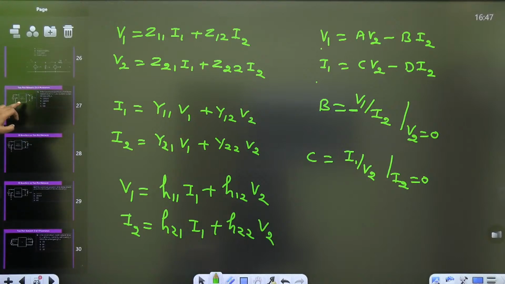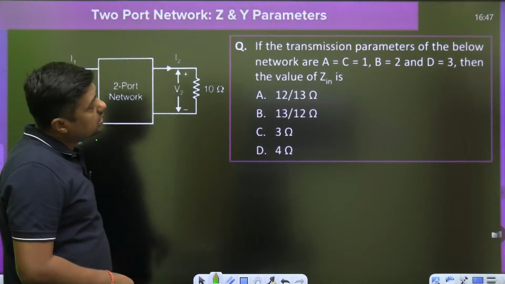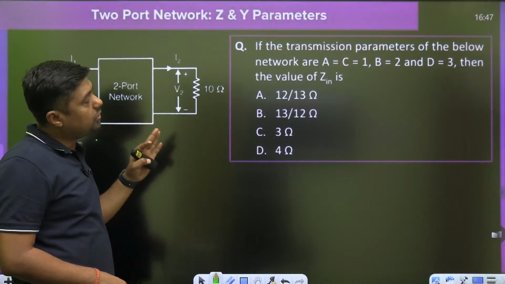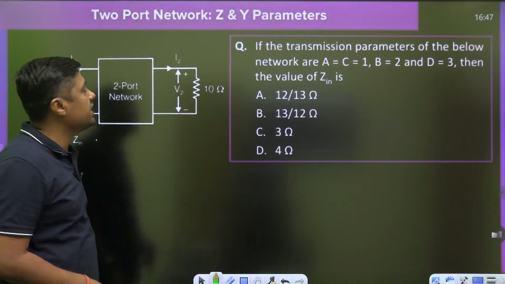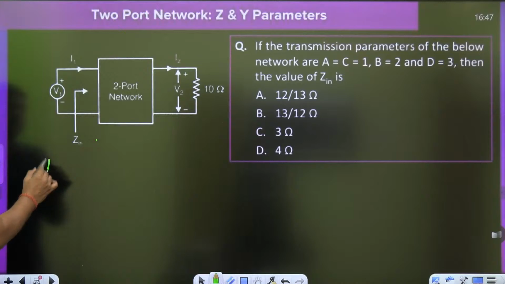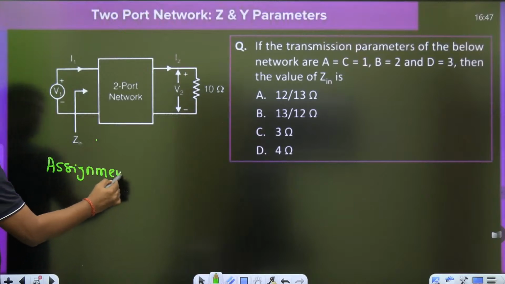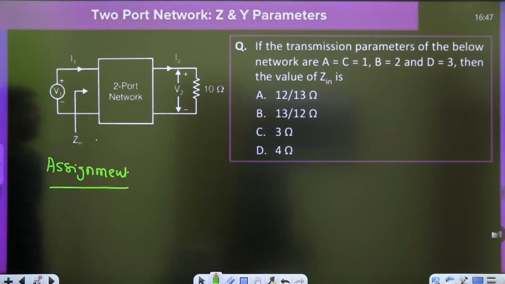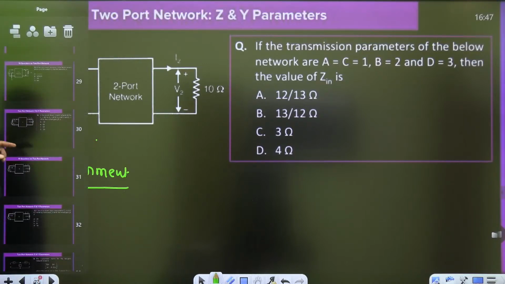Okay, now it's time for the assignments. Tomorrow we are going to solve this type of question on black box. So solve this. See, if the transmission parameters of the below network are A, C is equal to 1, B is equal to 2, D is equal to 3, then the value of Z in. You have to find Z in. This is the assignment, because tomorrow I will solve the ABCD parameter. After that we will arrange a session on another topic. So this is the assignment.